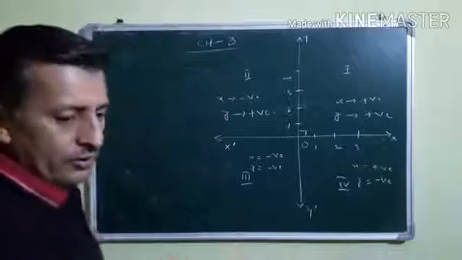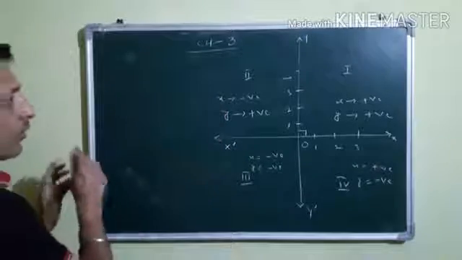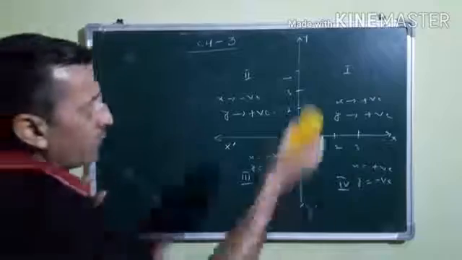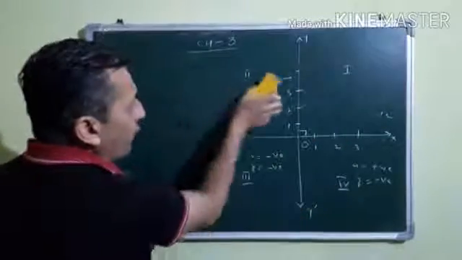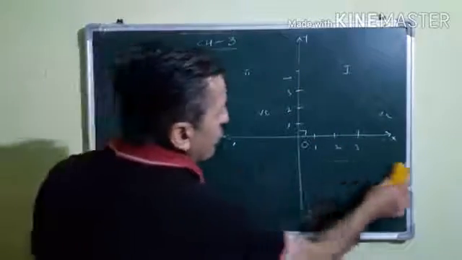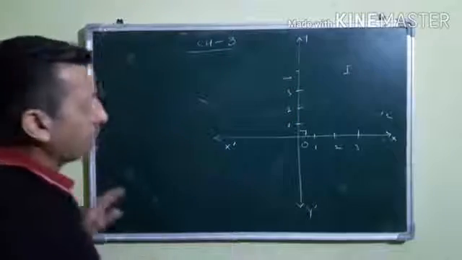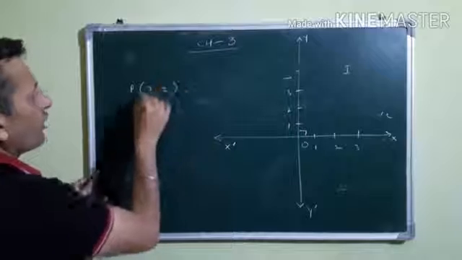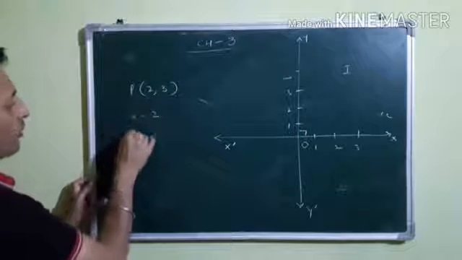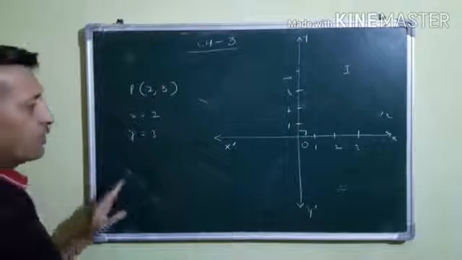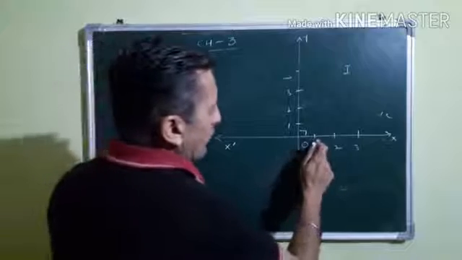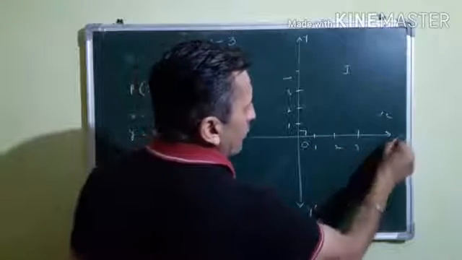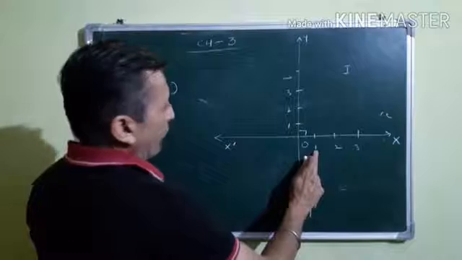Now see, if you want to locate a point, suppose the point is given as 2 comma 3. If the coordinates of the point are 2 comma 3, that means the value of x is equal to 2 and y is equal to 3. Now see, these are the values for x, because this is your x-axis: 1 and 2.